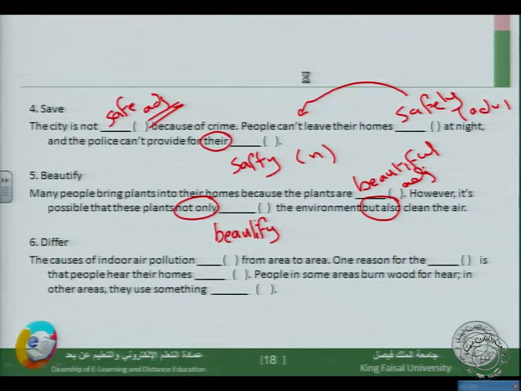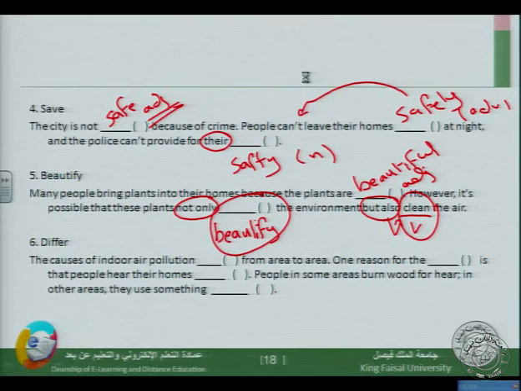So we have here, how can I know that it's beautify? Because after but also there is a verb. So here it must be a verb. Can you see how I can get the answer correctly? I look after but also, and this is a verb, then what is between not only and but also must be a verb, because here is also a verb. Therefore, I will leave this for you to do by yourself.